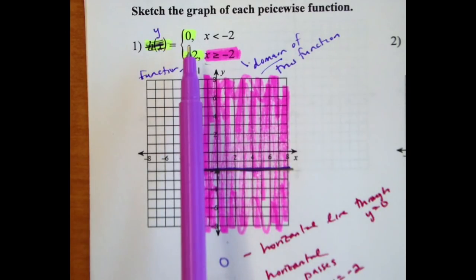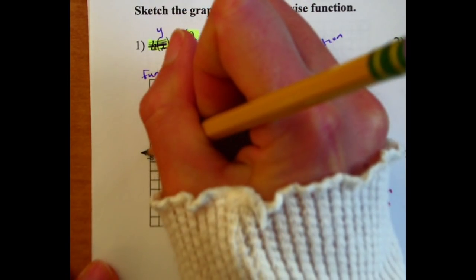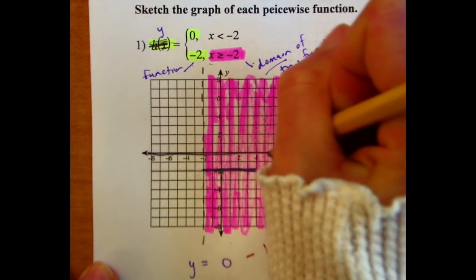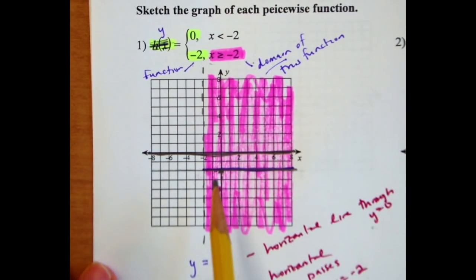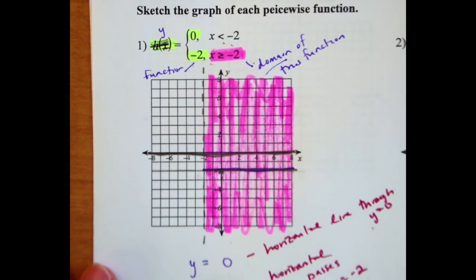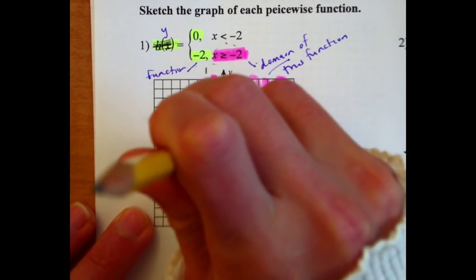Next I have y equals 0. That is going to be a straight horizontal line that passes through y equals 0, so it's going to be just along the x-axis. And this part of the function exists for x values less than -2. So again, looking for my -2, this function only exists less than -2. So I'm going to erase the part that's greater than -2.